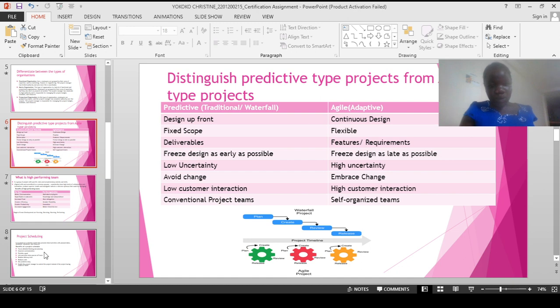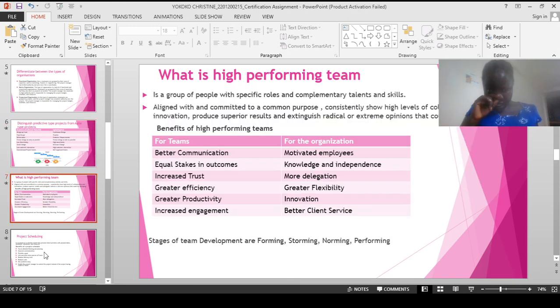And then we can also look at the teams. When we talk of high performing teams, what do we mean? We can say a team is a group of people with specific roles and complementary targets and skills. When we talk of teams, it comes from the word group. A team normally is composed of not one person but more than one. It is a group of people. Normally they work towards achieving a particular thing, or just working towards performing well in their field or whatever.